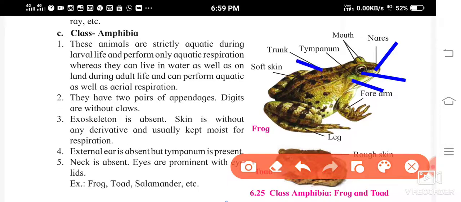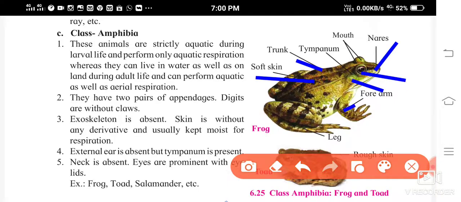Then there is the trunk, you can see. There is no neck found in the case of frog, direct there is a trunk. Then the skin is very soft and moist also, remember.